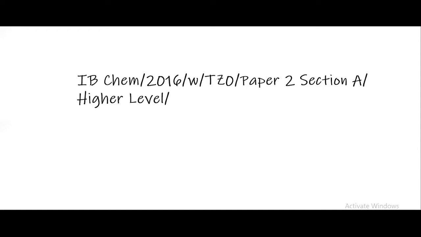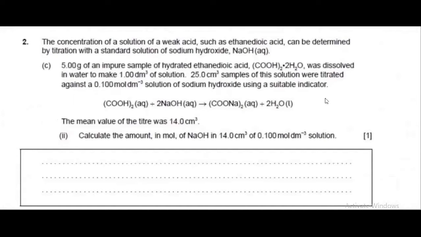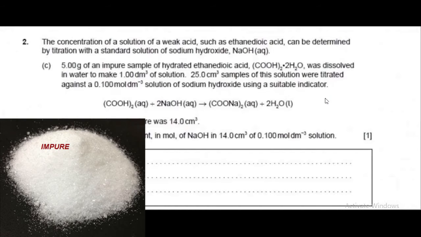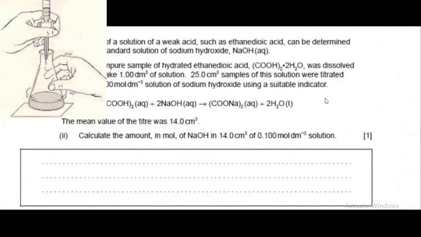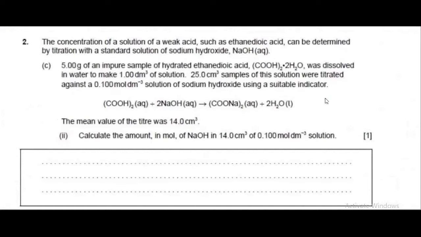Hi, in today's video, we are going to discuss a question taken from an IB question paper. So here is the question. Please pause the video and read the question. The question says that the concentration of a weak acid solution such as ethane dioic acid, which is nothing but oxalic acid, can be determined by titration with a standard sodium hydroxide solution.